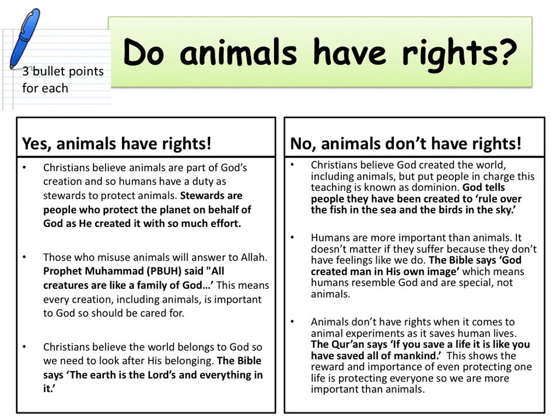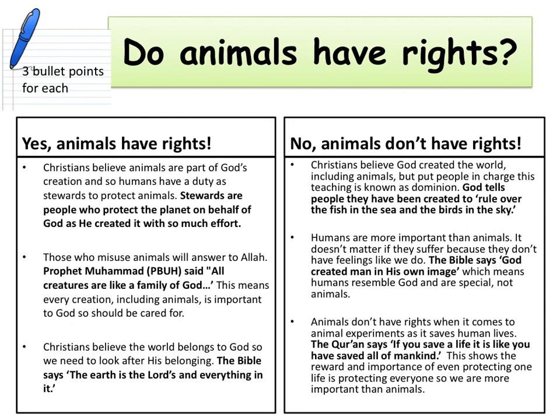On the other side of the argument, we can also say that animals don't have rights. We've already looked at the idea of stewardship, but on the other side of that argument, there's the idea of dominion. Christians believe that God created the world, including animals, but put people in charge of this. This is dominion. God tells people that they have been created to rule over the fish in the sea and the birds in the sky. Although this could still mean that animals do have some rights, it does mean that people have got more rights than animals, and therefore we can use them how we want.